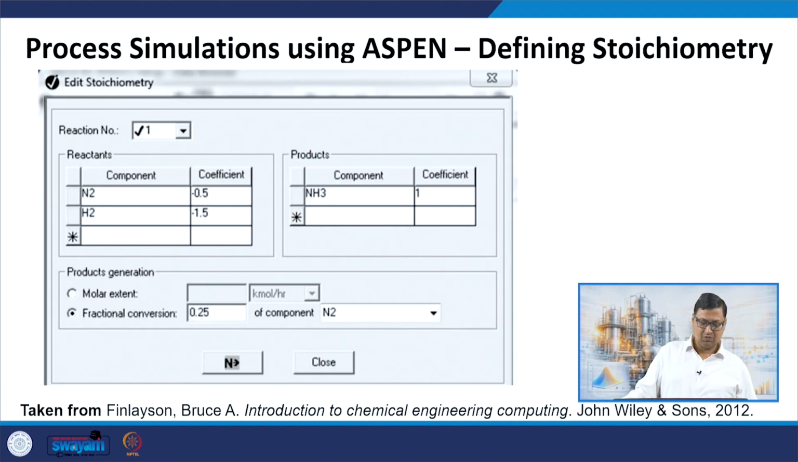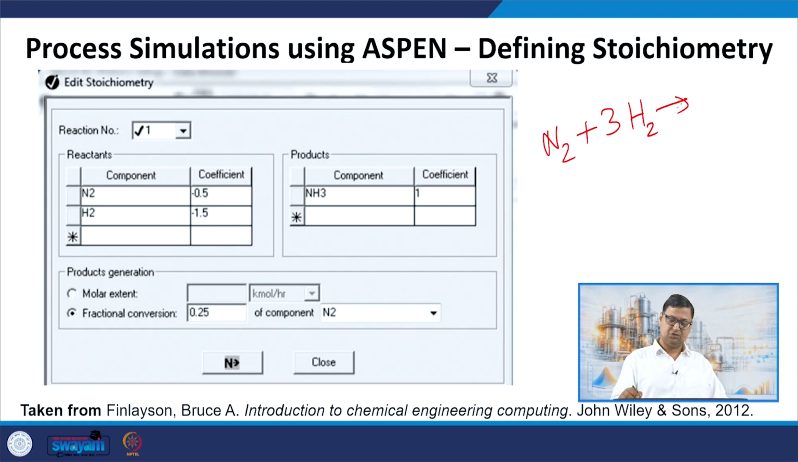Going ahead, one can define the stoichiometry, particularly for chemical reactors, right? Let us say you have the ammonia reaction, so it is N2 + 3H2 → 2NH3.